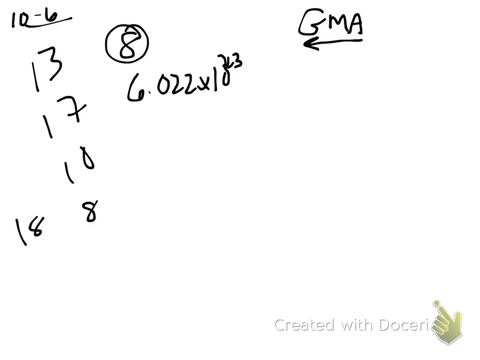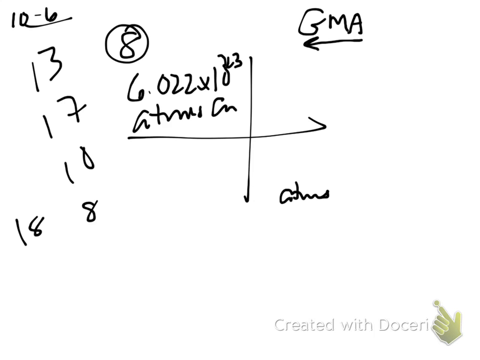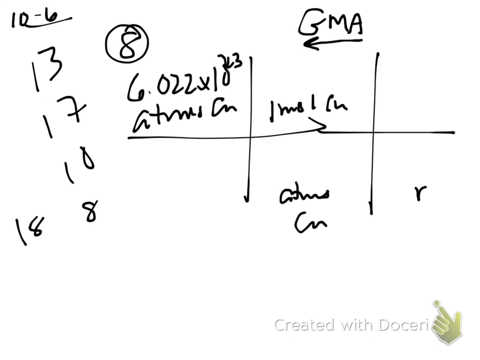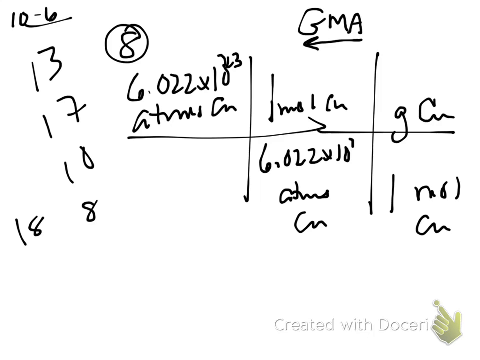We put our given in, 6.022 times 10 to the 23rd atoms of copper, and we want atoms of copper to cancel, then moles of copper, and we want grams of copper. So we know that this is always going to be 1, atoms is always going to be 6.022 times 10 to the 23rd. And where does our molar mass come from? This number up here comes from the periodic table, and we use 63.55 grams.